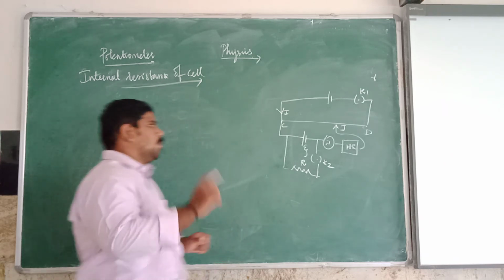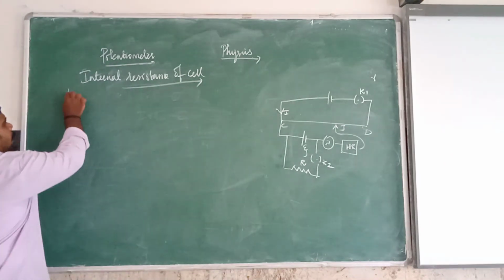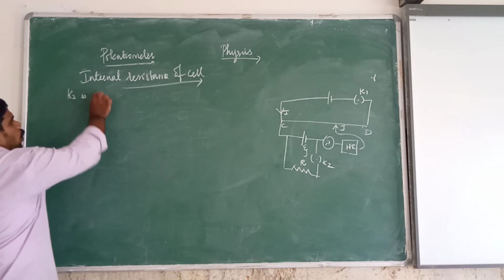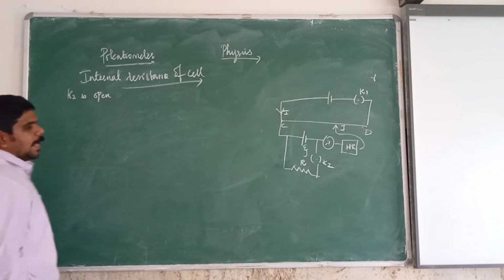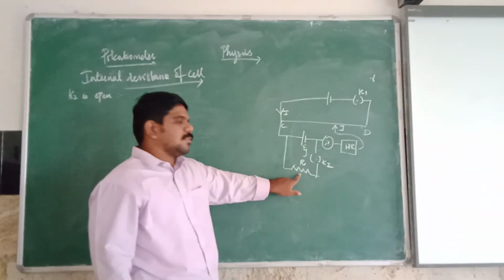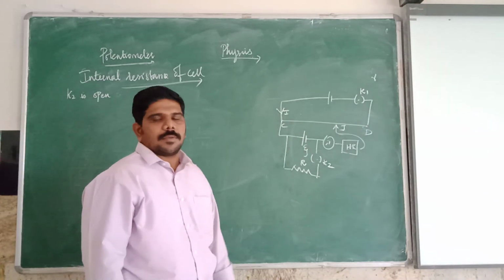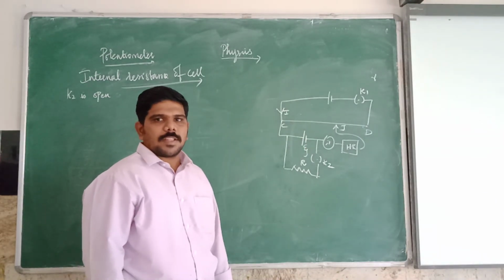Okay. Now, first point. The key K2 is open. Key K2 is open means the resistance R is not included in the circuit.